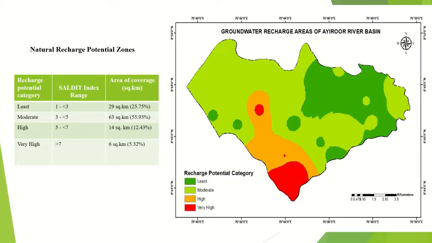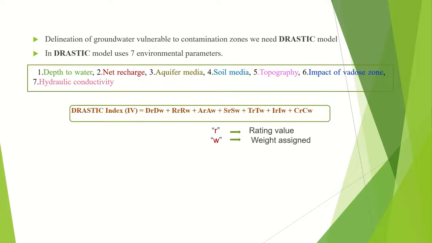Two regions are under the very high recharge potential category. One is on the southern tip of the basin and the other is on the central part. Almost 6 square kilometers of area is covered with this zone. And for delineation of groundwater vulnerable to contamination zones, we need the DRASTIC model. In the DRASTIC model, we use 7 environmental parameters.